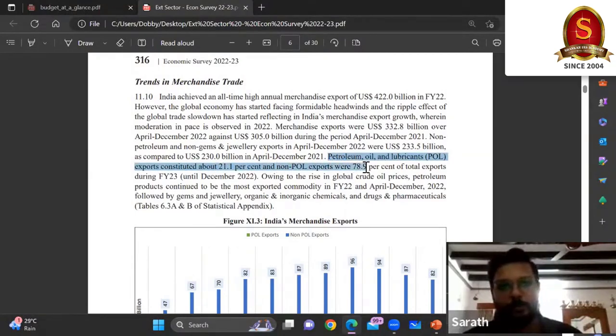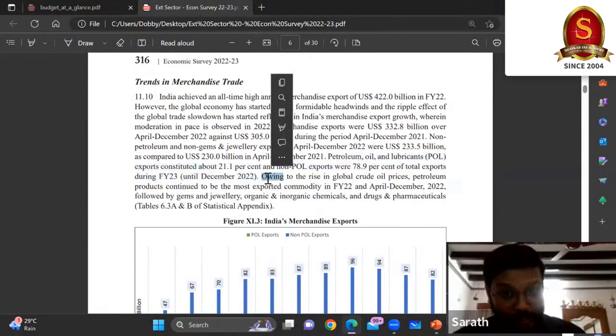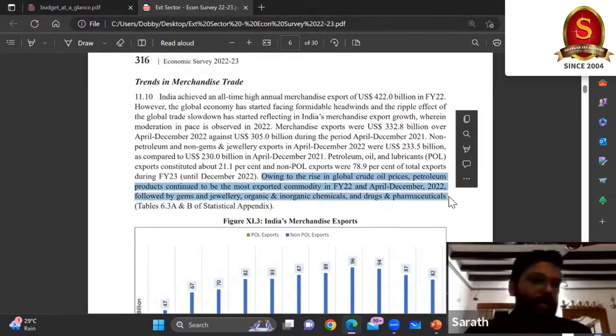And non-POL exports, petroleum, oil, lubricants, constitute around 80% of the exports during that particular year. It continued to be the most exported commodity. Owing to the rise in global crude prices, petroleum products continued to be the most exported commodity in India's context, followed by gems and jewelers, organic chemicals, drugs and pharmaceuticals. But still, to say that it contributes half of India's exports is an exaggeration.